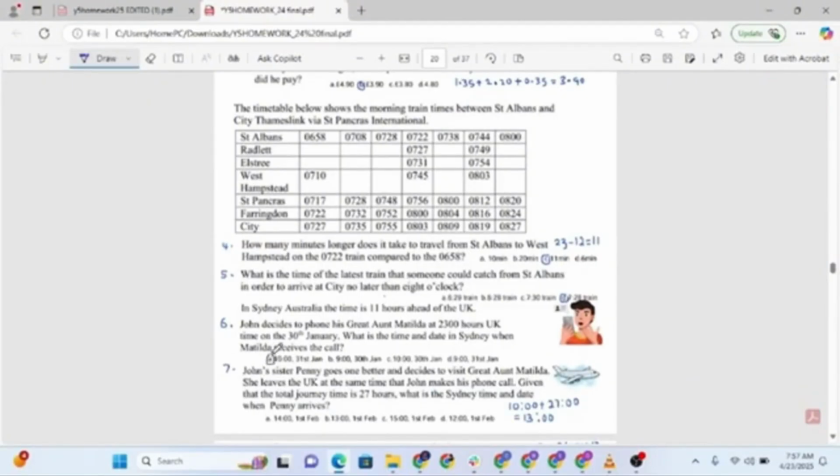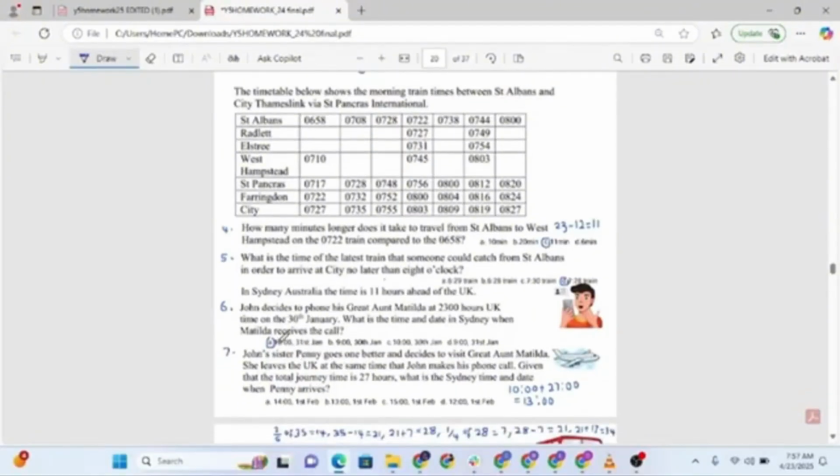Explanation. Sydney, Australia is 11 hours ahead of the United Kingdom. If it is 2300 hours in the United Kingdom on the 30th of January, we add 11 hours to get the time in Sydney. 2300 hours plus 11 hours equals 1000 hours on the next day, which is the 31st of January. Therefore, the time and date in Sydney is 1000 hours on the 31st of January.